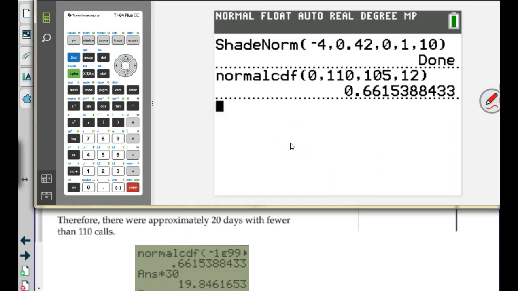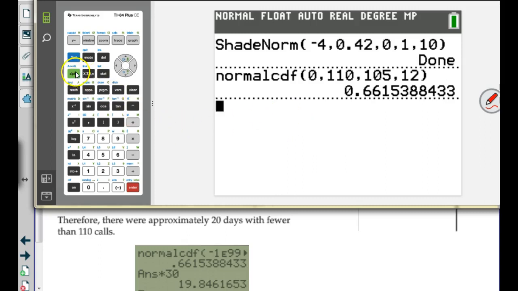So isn't that exactly what I got when I shaded it, 0.66? It said underneath that curve is 66% in between there. It's just a nice visual to see it, but this will give us the same percentage.